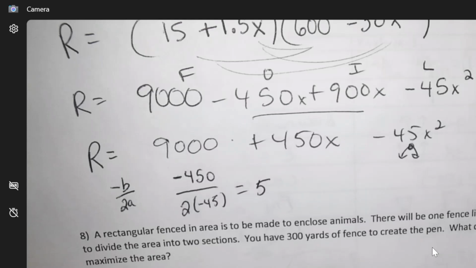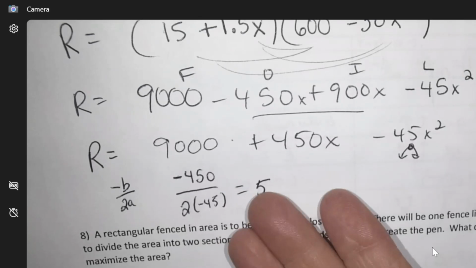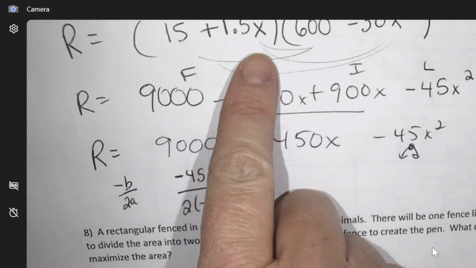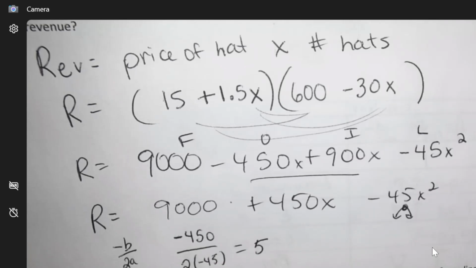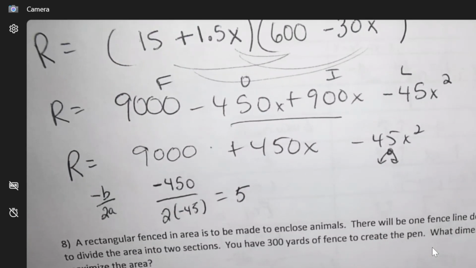I get this a lot. I get people who answer that that is the price of the hat. Okay, that is not the price of your hat. What does 5 mean? 5 is your x. X in this case is how many times you change it. That's all the x is, how many changes did you make. So we went up $1.50, $1.50, $1.50, $1.50. We did that 5 times.